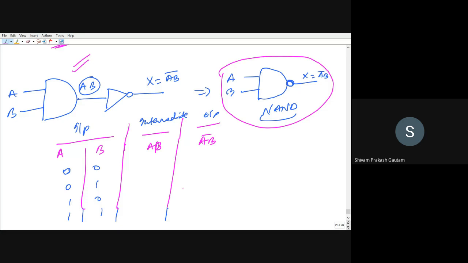Okay. So now we have to write AB. In the AND gate we have seen the output will be 1 only when both inputs are 1, and in all other cases it will be 0. Now here the output is AB bar, which means the complement of AB. So the complement of 0 is 1, of 0 is 1, of 0 is 1, and of 1 is 0. So you can see we have made the truth table for the NAND gate. Here, what you can observe is that when all the inputs are 1, the output will be 0.